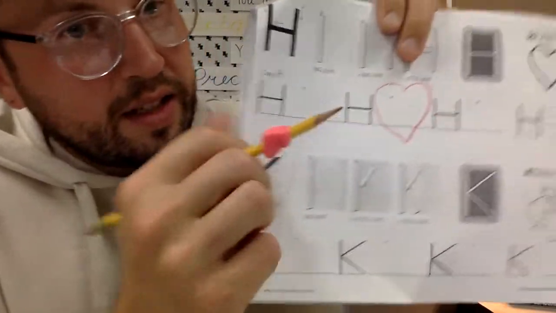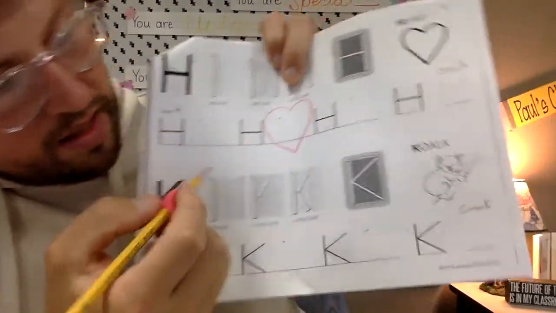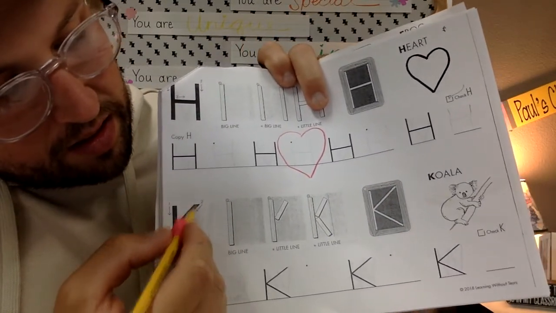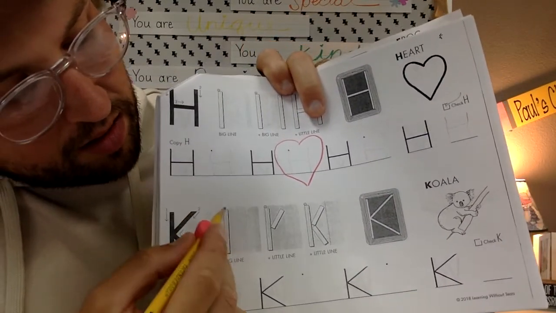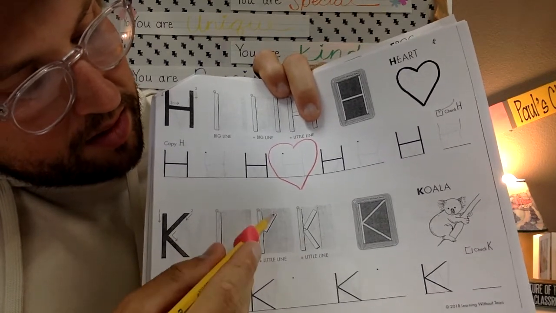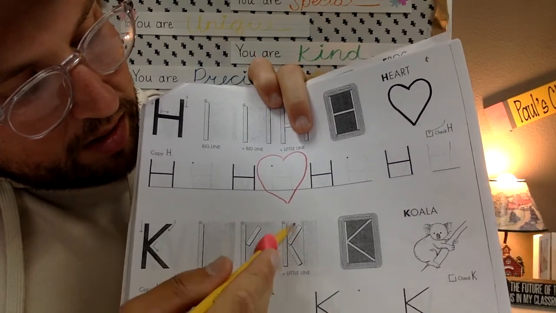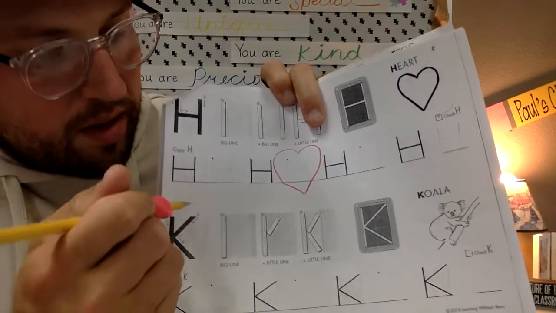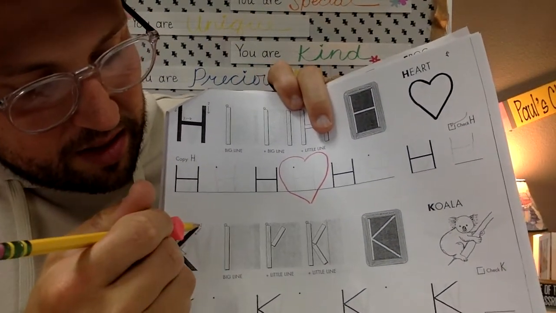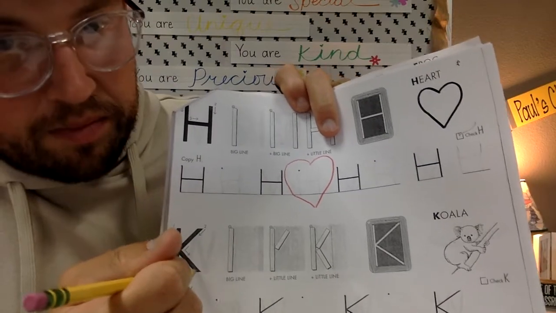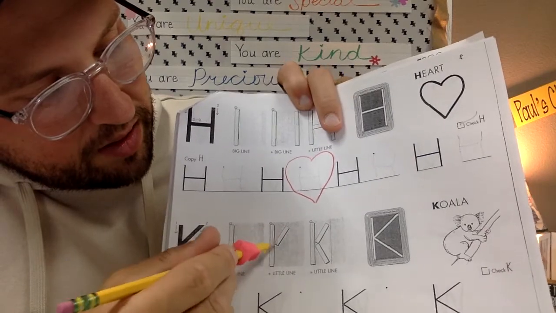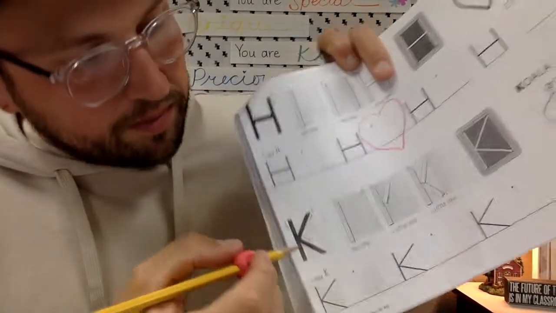K. So the letter K is 1, 2, 1, 2. So it's 2 strokes. A straight line down, and then slant left, slant right. Okay? So trace this, and this, trace this, and this. And then come down here and do your own.